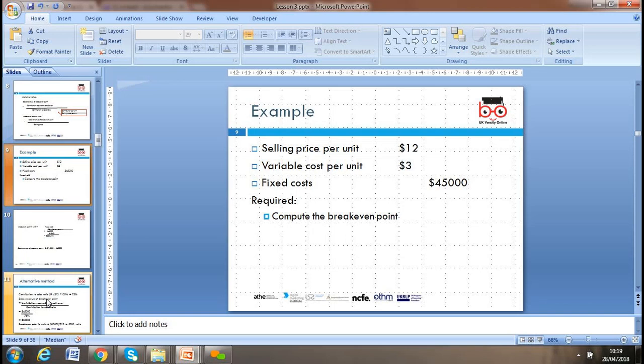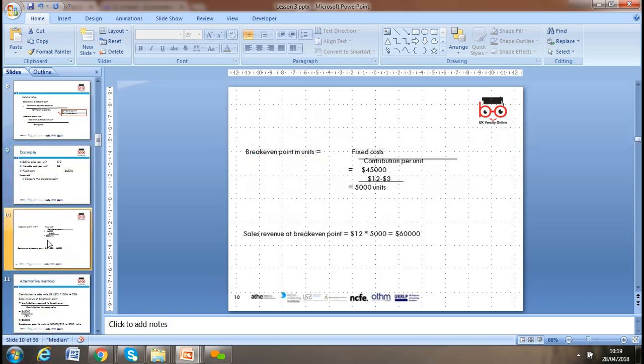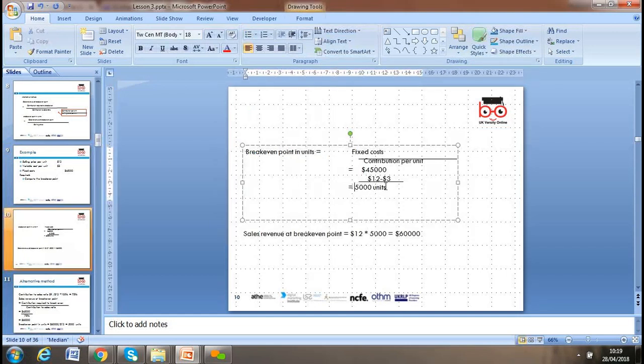Well done. So the answer would give us the break-even point. Okay, it will be 5,000 units. Well done. Great. So 45,000 divided by 9, we'll get our break-even point in units. So that's our break-even point in units, 5,000 units. Yes, because it's 45,000.